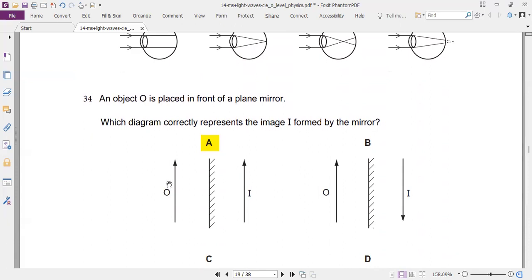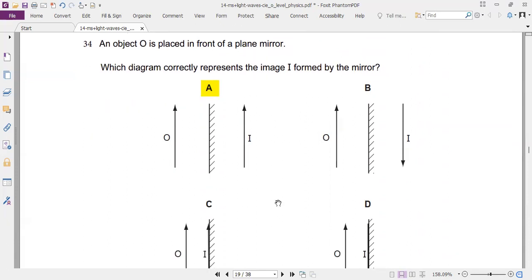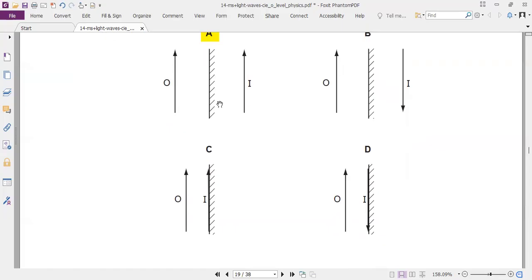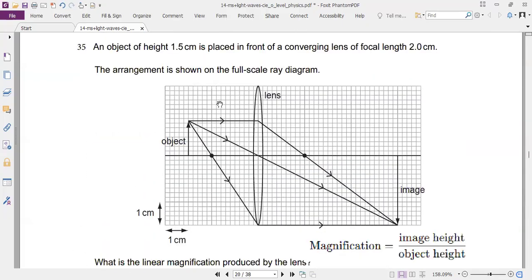The object is placed at O. Let's see why B, C, and D are wrong. The image is inverted, which is not possible in mirrors. The image is made on the mirror, not possible. And the image is inverted on the mirror, not possible. The only possible one is A. Choice A.